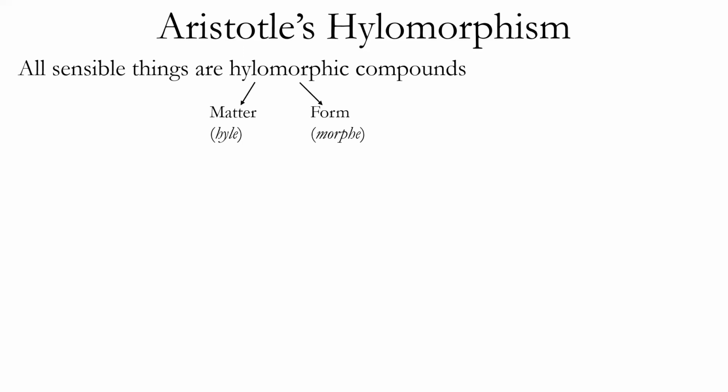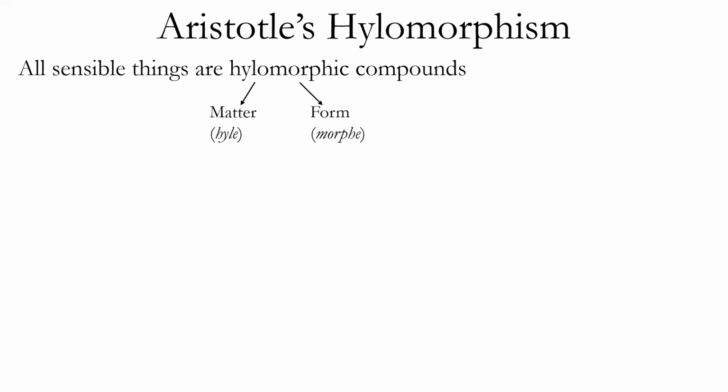Hylomorphism comes from two different Greek words. They're the words that Aristotle uses for matter and form. The Greek word he uses for matter is hule. The Greek word he uses for form is morphe. You smash those two words together, you get hylomorphism.